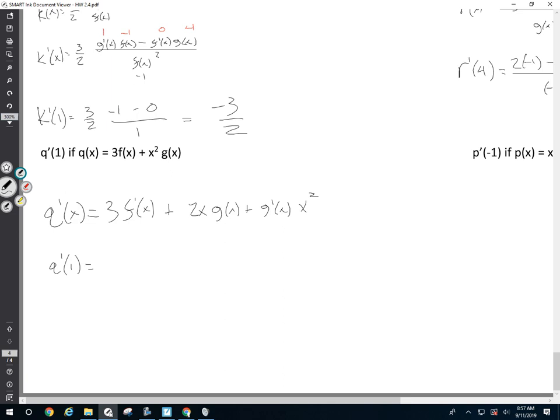Let's see. f prime of 1 is 0. That's nice. 2 times 1 times g of 1 is 4. g prime of 1 is 1. So I have 0 plus 8 plus 1, which is 9.